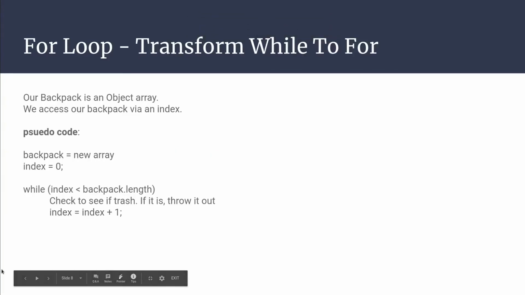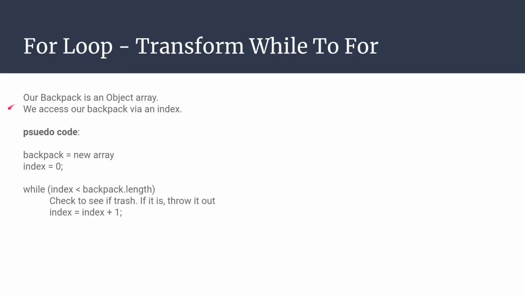Let's take this example and let's mature and evolve a while loop into a for loop. Let me put out my pointer here just to make this easier. So some assumptions. Our backpack is an object array, and therefore because it is an array, we access it via an index. So our pseudocode will look like this. We create a new backpack, we set our index to be 0, while our index is less than the backpack's length, we check to see if something is trash. If it is, we will throw it out, and we will increment our index by 1 to make sure that we finally break the loop at some point in time.